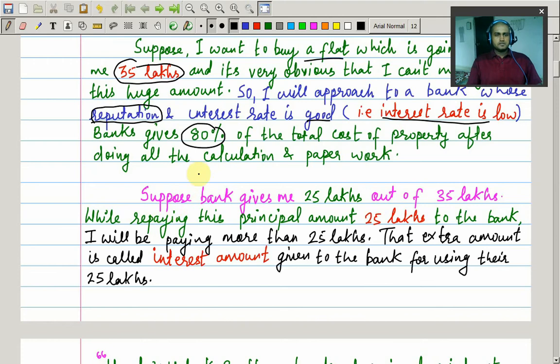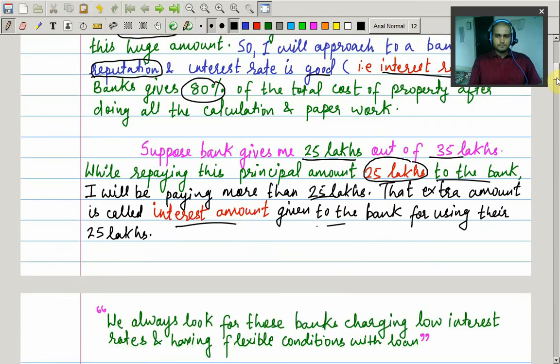Suppose I have not calculated the 80% of the 35 lakhs. I'm just taking an illustration. Suppose bank gives me 25 lakhs out of 35 lakhs. So 10 lakhs I have to arrange on my own. So while repaying this principal amount, I have taken 25 lakhs from the bank, and I need to repay this to the bank. I will be paying more than 25 lakhs, obviously. That extra amount is called interest amount given to the bank for using their money.